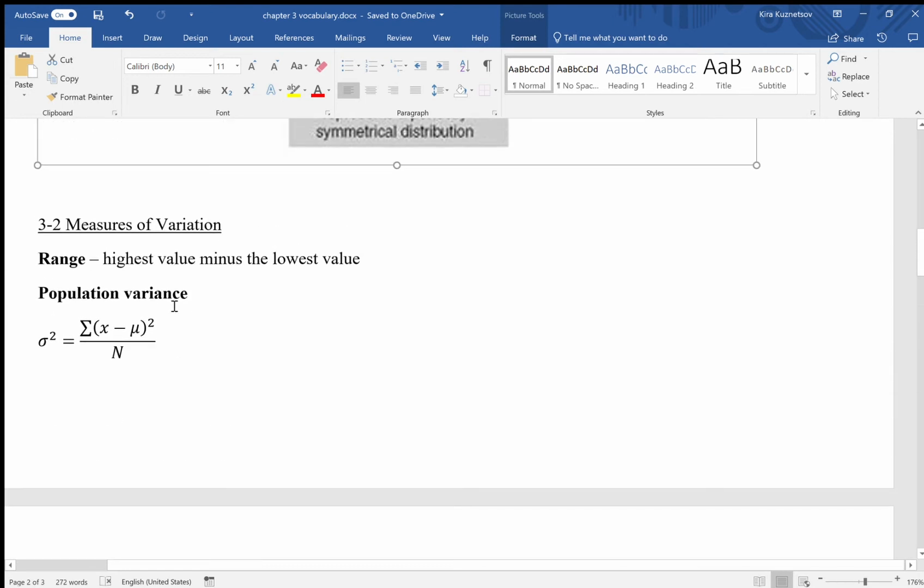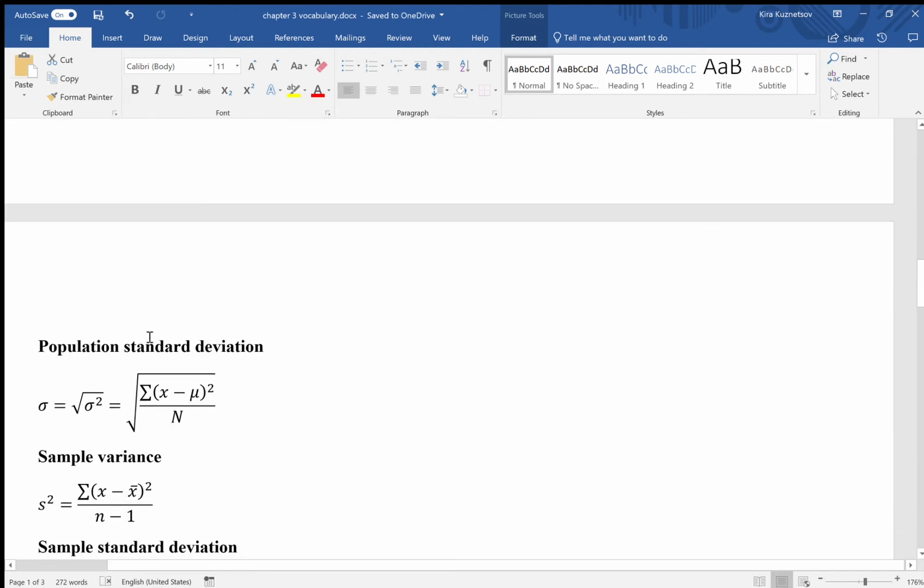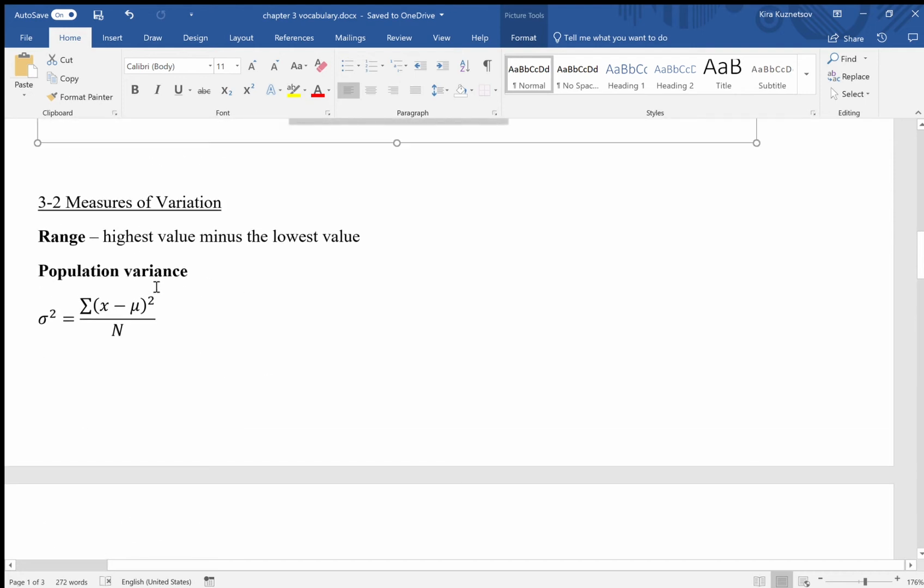So let's start with vocabulary. There is a population and then there's a sample. So we're going to start with the population. In order for me to find the standard deviation, I need to find something called the variance. We're not using variance per se.